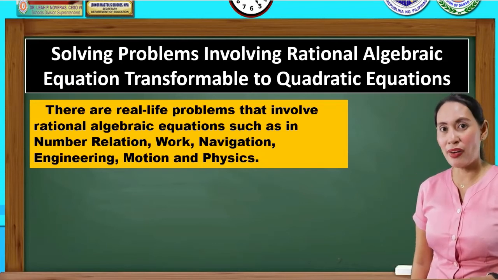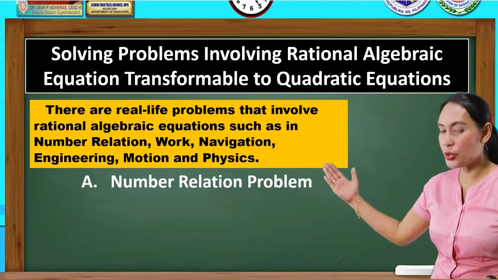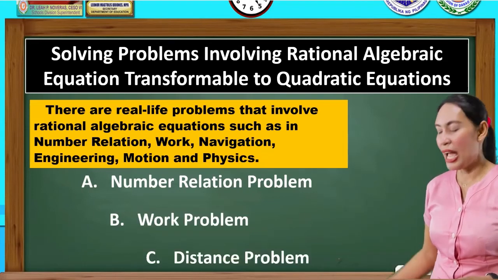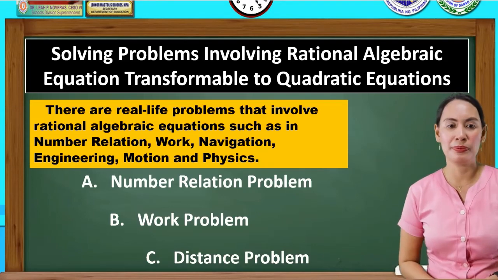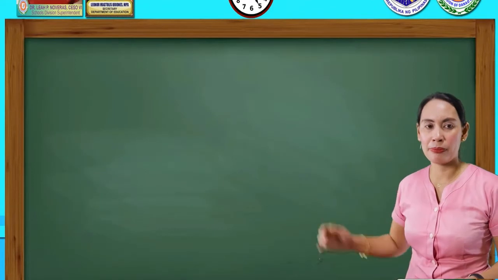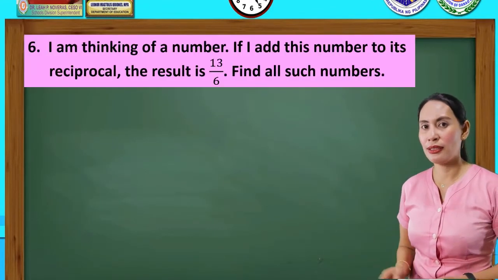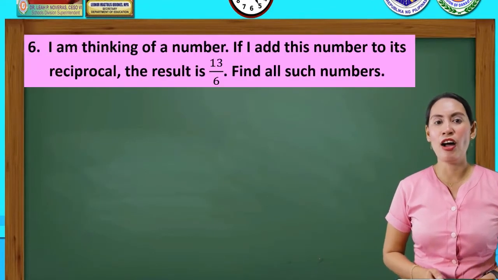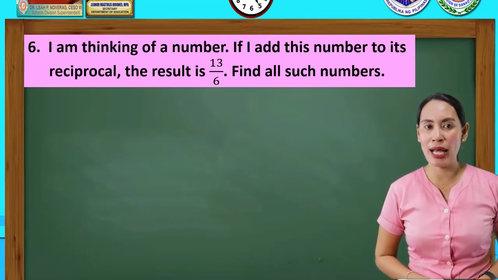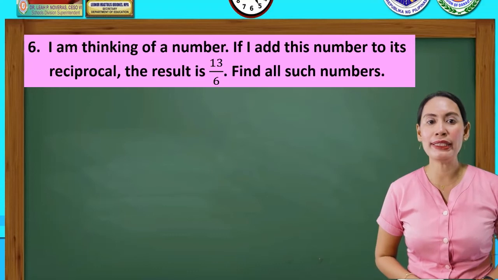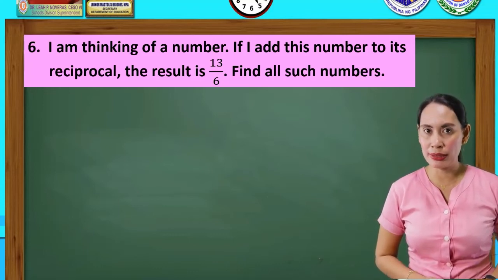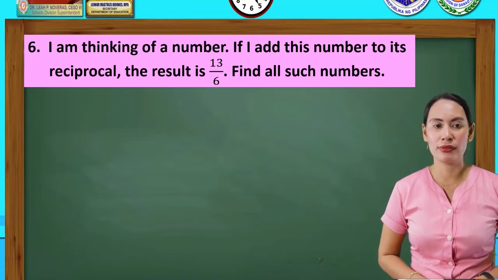The problems here are number relation problem, work problem, and distance problem. Here's an example of number relation problem. Number 6. I am thinking of a number. If I add this number to its reciprocal, the result is 13/6. Find all such numbers.